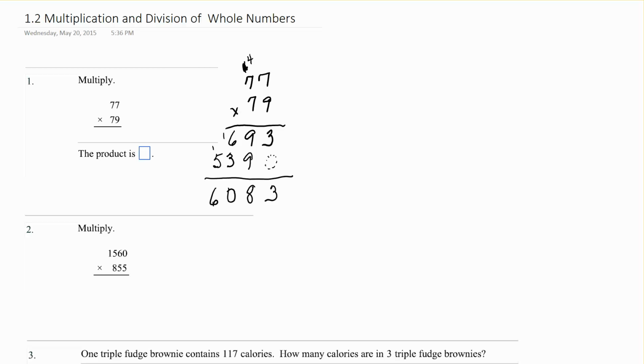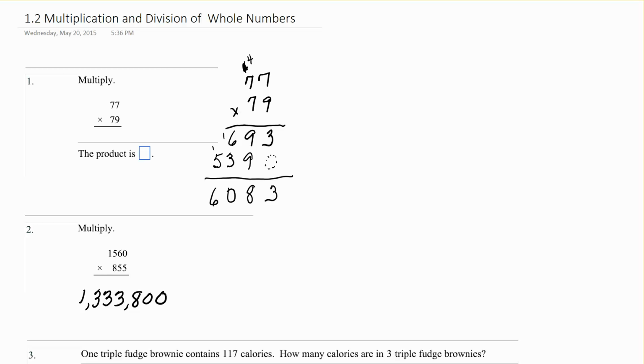Now the rest of these problems, I am going to just use a calculator off screen. The next one, this is problem number 2, 1,560 times 855 equals, wow, I got a large number. I got 1,333,800. Now I'm going to do this again.